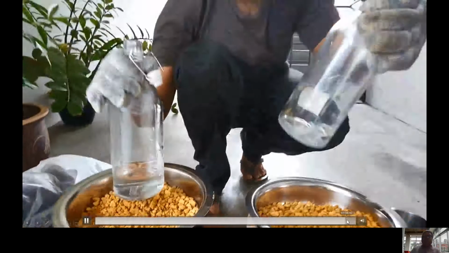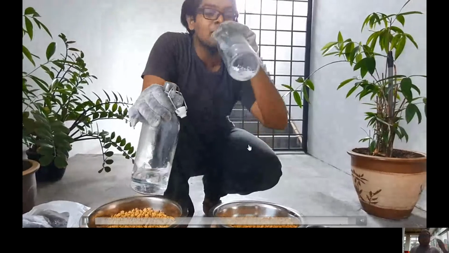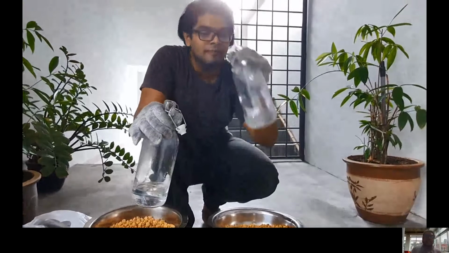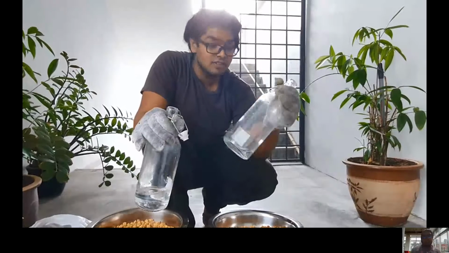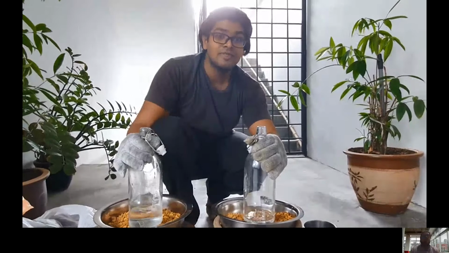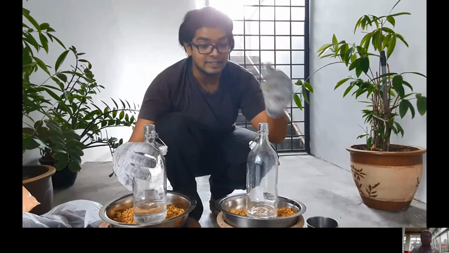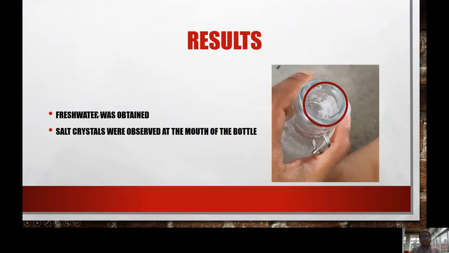So at the end of the experiment, I tasted the water to see if it was indeed fresh, drinkable water as opposed to the saline water that went in. And the result of the experiment was that, yes, indeed, it was fresh water. There was a minor salt taste, but apart from that, it was very much drinkable. Perhaps at better efficiency of the experiment, it would have given better results in terms of the end salinity of the water. So the results were that, first of all, fresh water was obtained from the experiment, and at the same time, salt crystals were observed at the mouth of the bottle, as shown in this figure here.